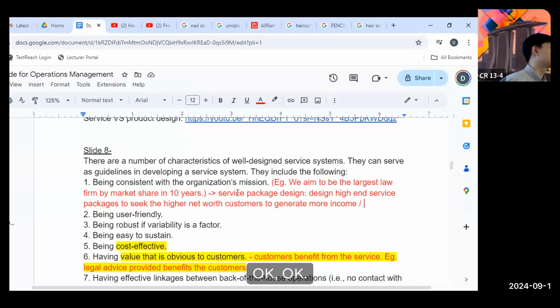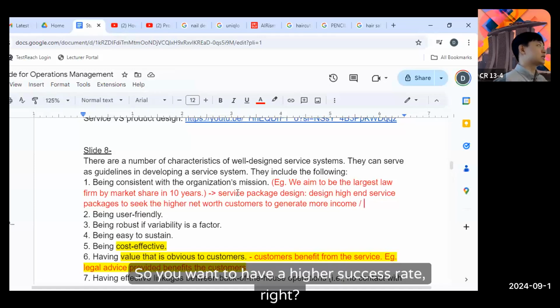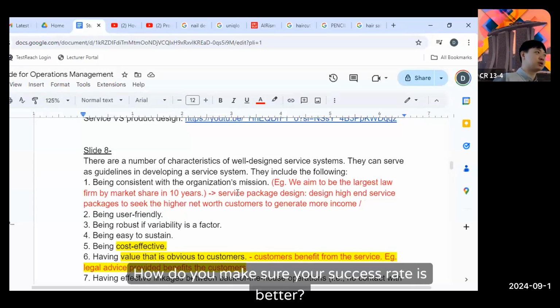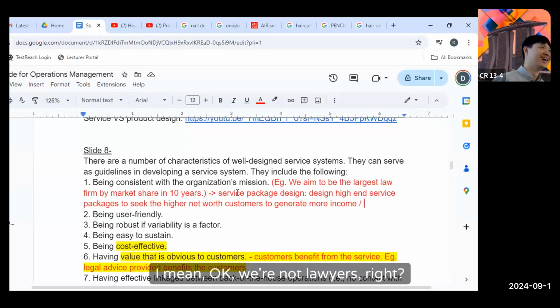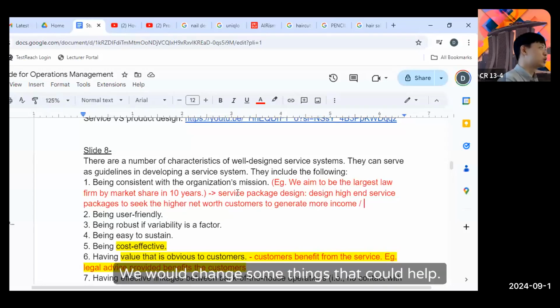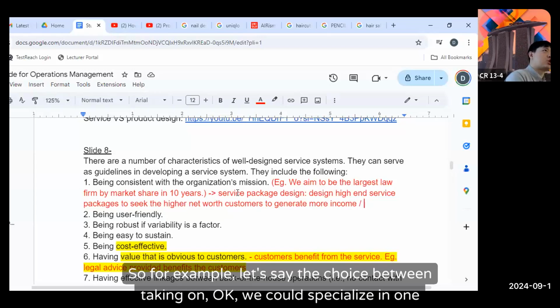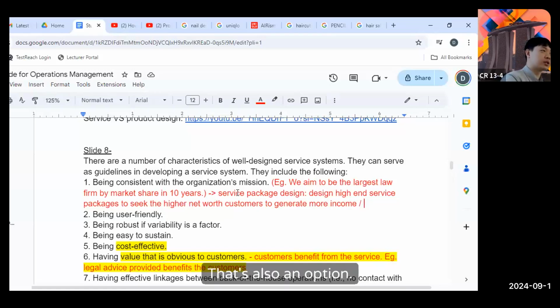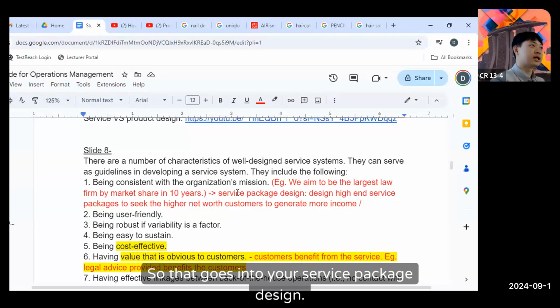Okay, so you want to have a higher success rate, right? Then based on this, how do you get that? How do you make sure your success rate is better? I mean, we're not lawyers, right? But we could change some things that could help. So, for example, the choice between taking on, okay, we could specialize in one field, or you can branch out into everything. That's also an option. So that goes into your service package design, right?